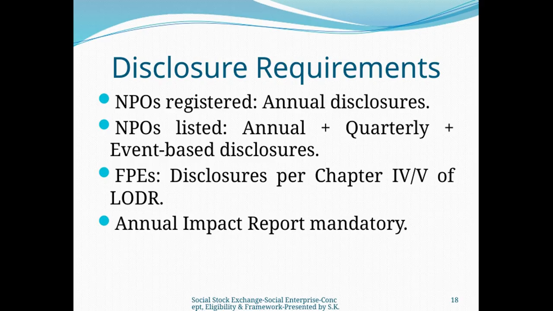For FPEs, or financially promoted entities, the disclosures are outlined in Chapter IV and V of the LODR, which emphasizes detailed and periodic reporting to maintain investor confidence and regulatory compliance. Additionally, there's a mandatory requirement for an annual impact report. This report is crucial because it communicates the social impact created by the organization, aligning with the overall theme of social enterprise and responsible reporting. All these disclosure requirements collectively aim to promote transparency, build trust with stakeholders, and ensure that social enterprises and other entities operate in a responsible and accountable manner.